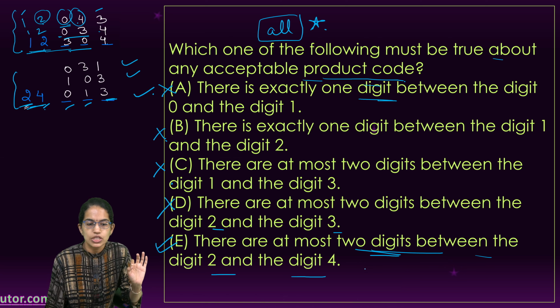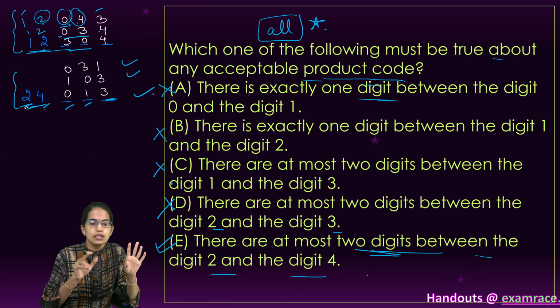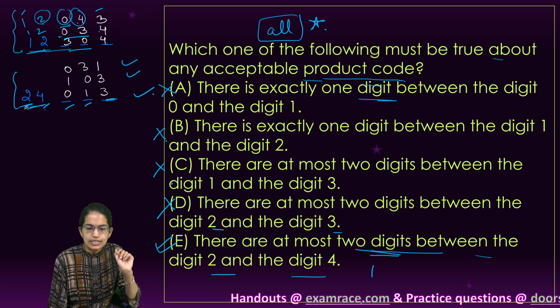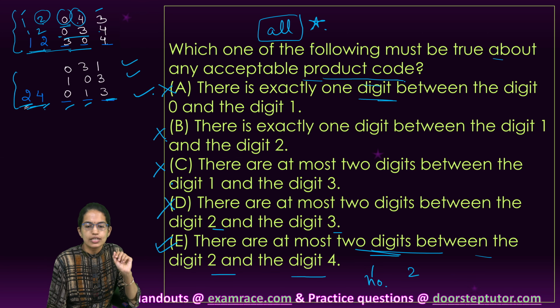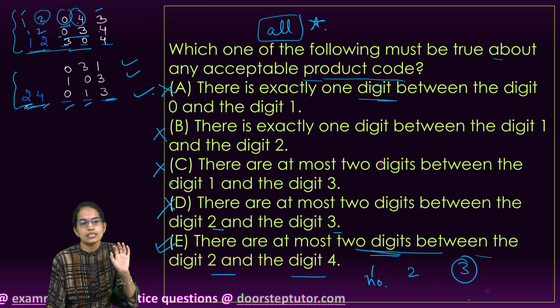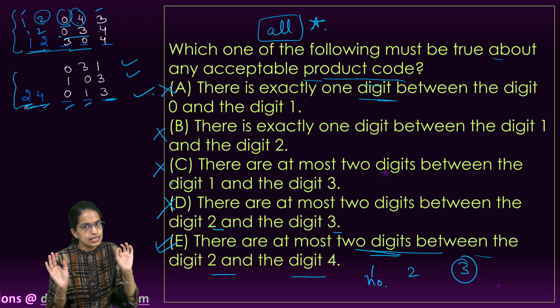Understand this language carefully. There are at most 2 digits between digit 2 and digit 4. That means there can be 1 digit, there can be no digit, or there can be 2 digits. There is no chance that there can be 3 digits in between them. Clear? So here we have E as the right option.